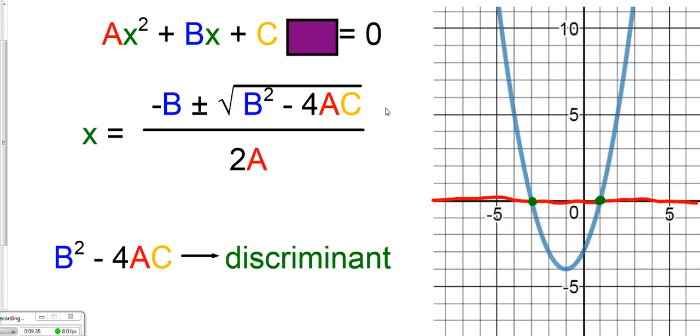Now, this piece under the square root is kind of what determines that. This is called the discriminant. It discriminates, I know that sounds bad, but it discriminates our different kinds of functions.